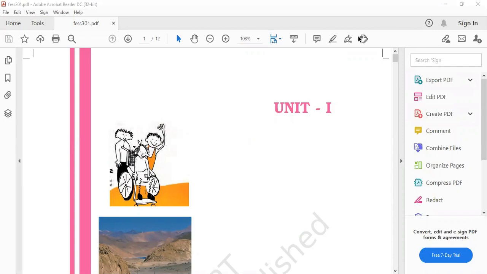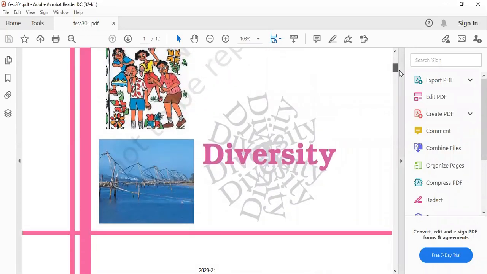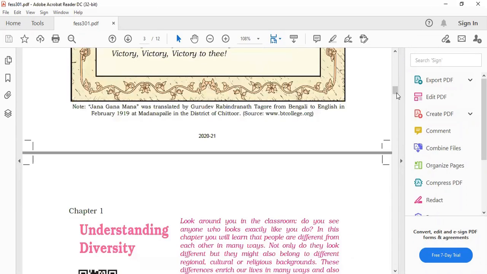So today I'm going to discuss Civics chapter 1 of the NCERT class 6 book, and here is Unit 1 of the Civics for class 6. It is diversity. What is this? That is understanding of diversity.